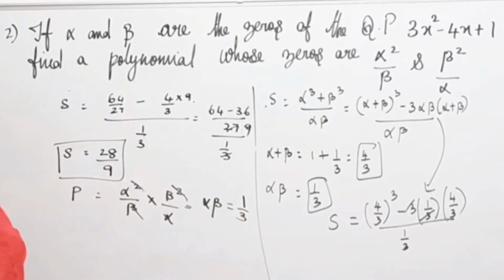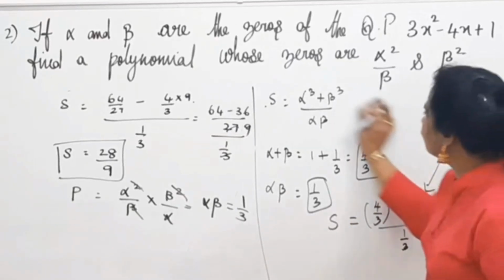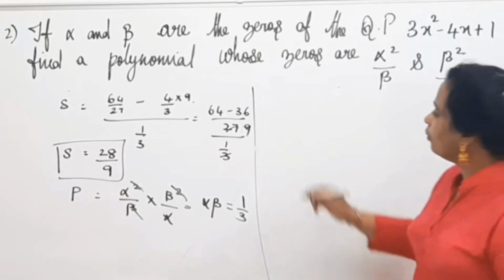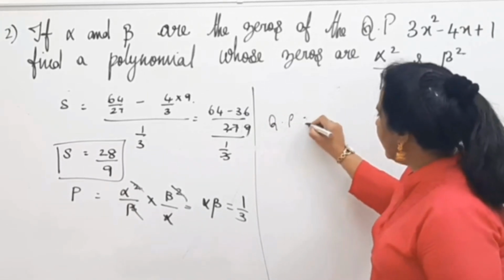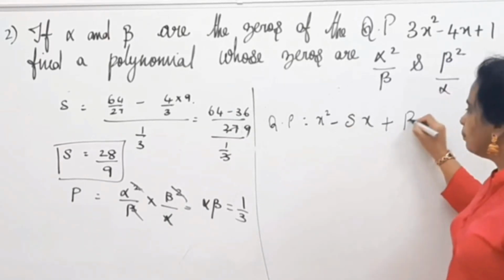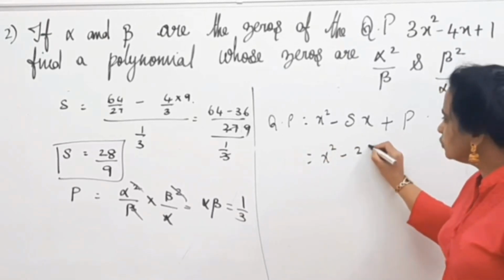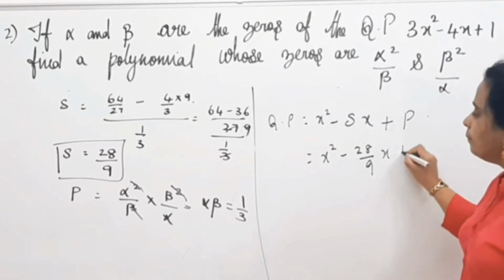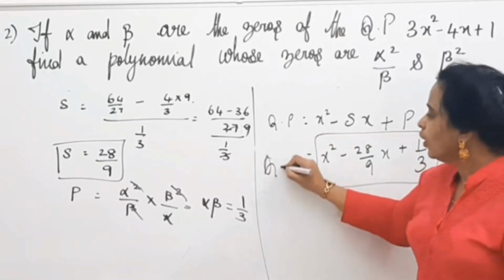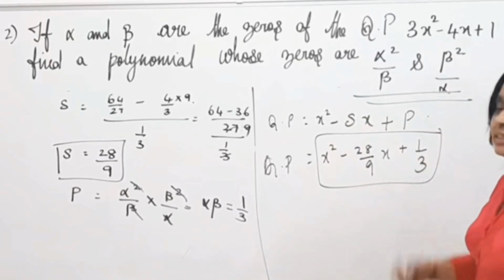Now I'm going for my quadratic polynomial. So the quadratic polynomial, you know the standard form. The standard form, when the zeros are given, is x squared minus sum into x plus the product. That is x squared minus 28 by 9 x plus the product, 1 by 3. As simple as that. I got my quadratic polynomial whose zeros are alpha squared by beta and beta squared by alpha.